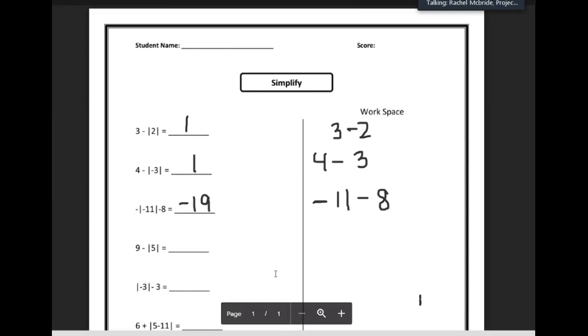Number 4, we have 9 minus absolute value of 5. That's 9 minus 5. The absolute value of 5 in that case didn't change our problem. It's 4. Absolute value of negative 3 is 3, minus 3, which is 0.